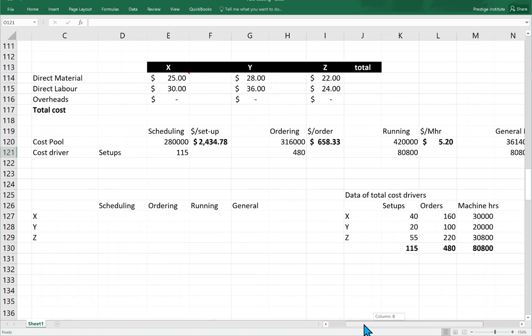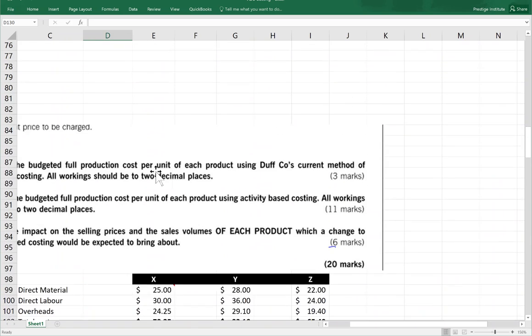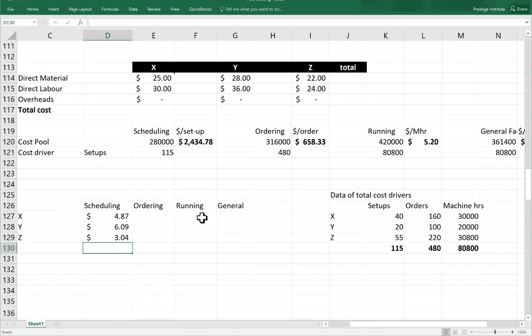So this is not yet per unit. Now let's find per unit. So scheduling, which is setup, now we have to divide it by units. Now this is per setup. How many units do we have in a setup? We have 500 units. So divided by 500 units will give us per unit. Cost per setup divided by 400 units in a setup will give us cost per unit. And then divided by 800 units. Remember, 500, 800, and 400.